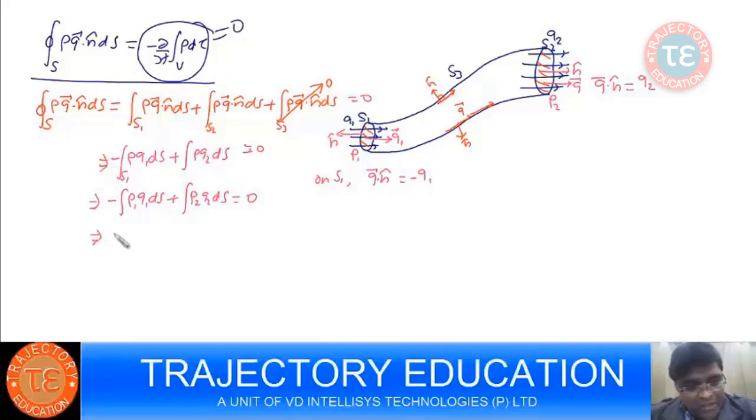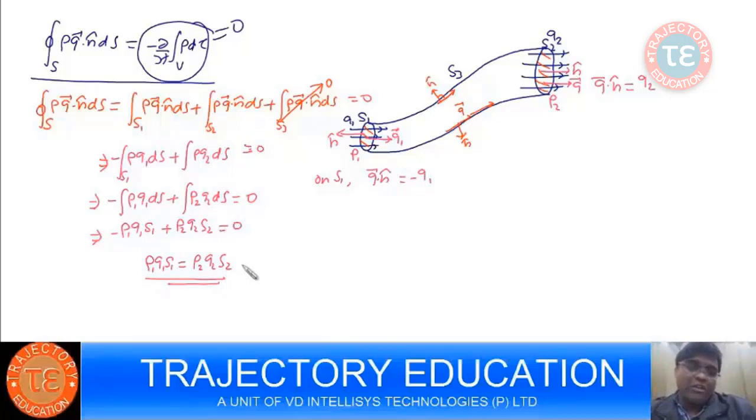So this will come as minus rho 1 Q1 S1 plus rho 2 Q2 S2 equal to 0. Rho 1 Q1 S1 is rho 2 Q2 S2. That's what you read in 10 plus 2. It was for a flow tube, right? But in general the expression is this. At graduate level you must know this. So this is all about the equation of continuity.